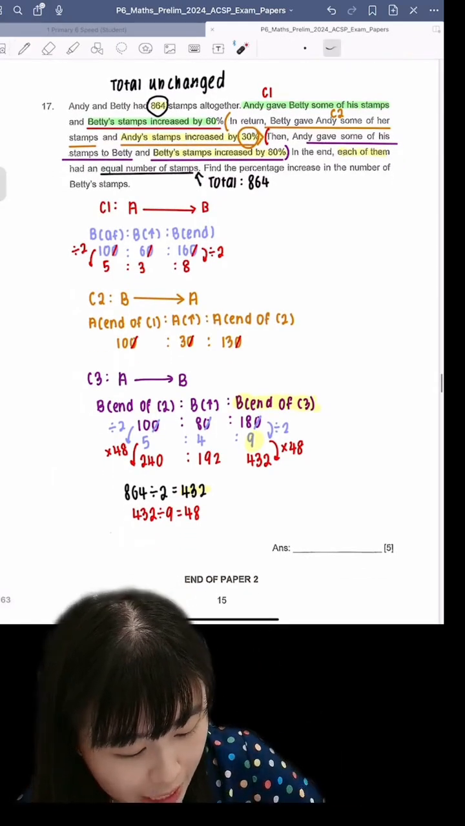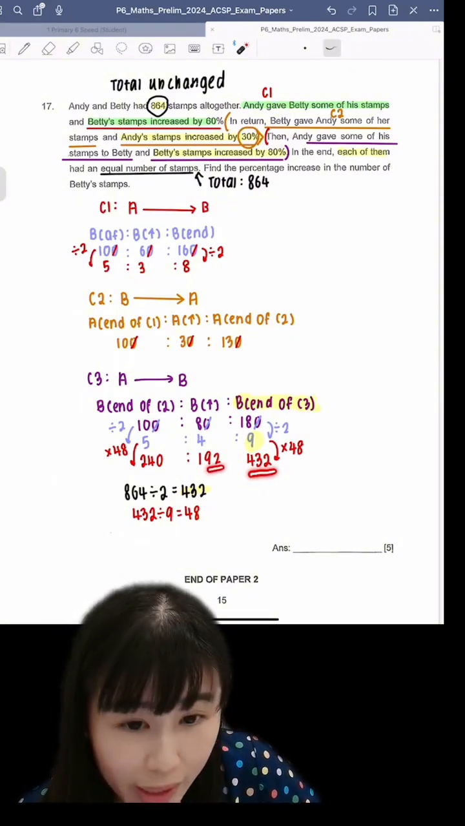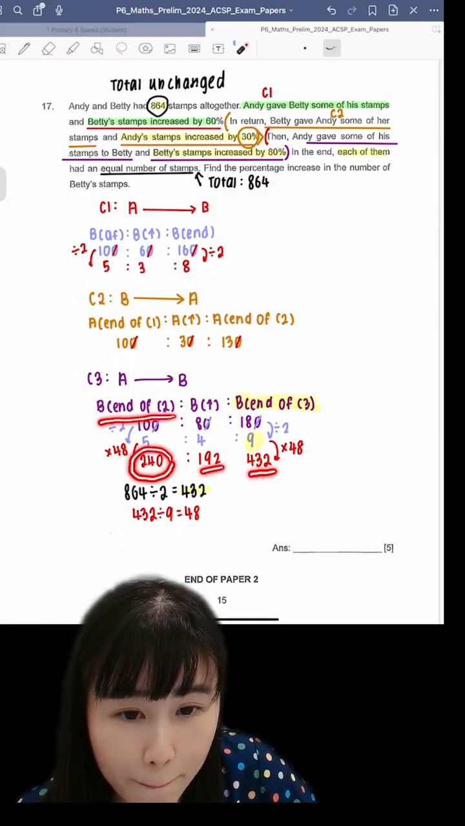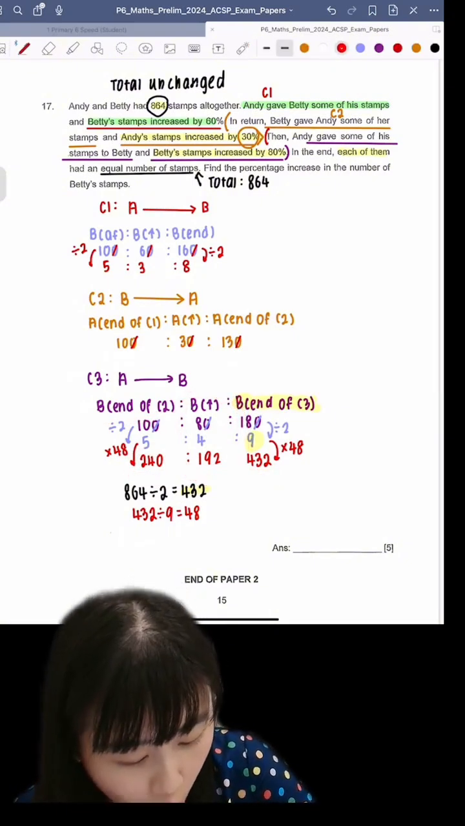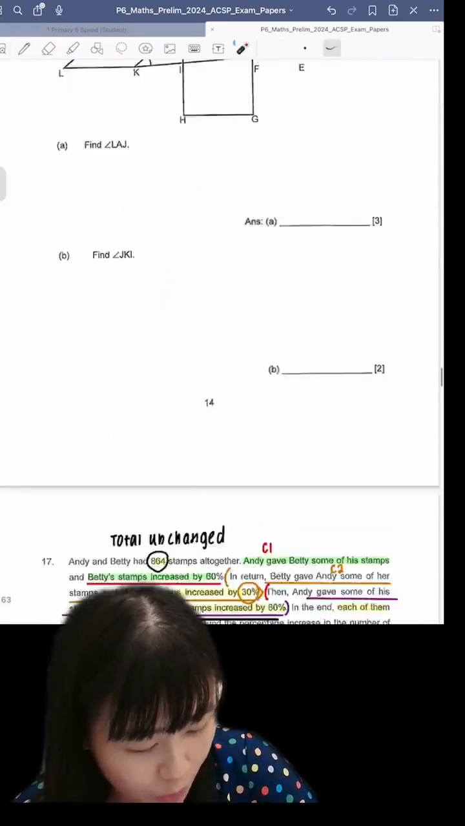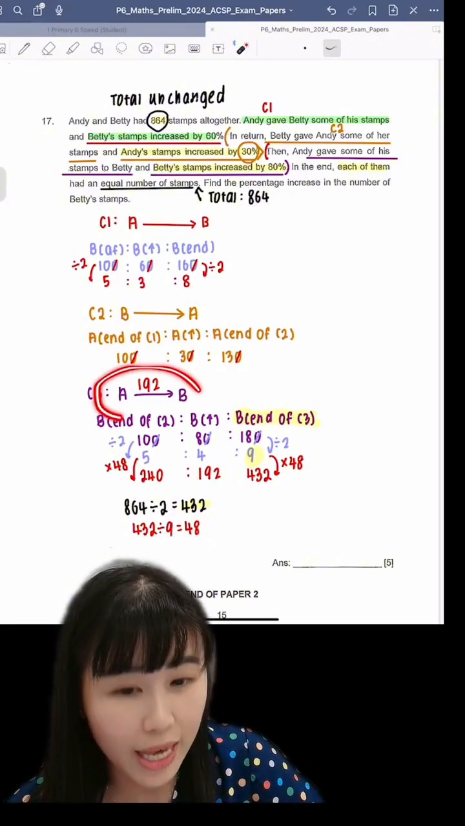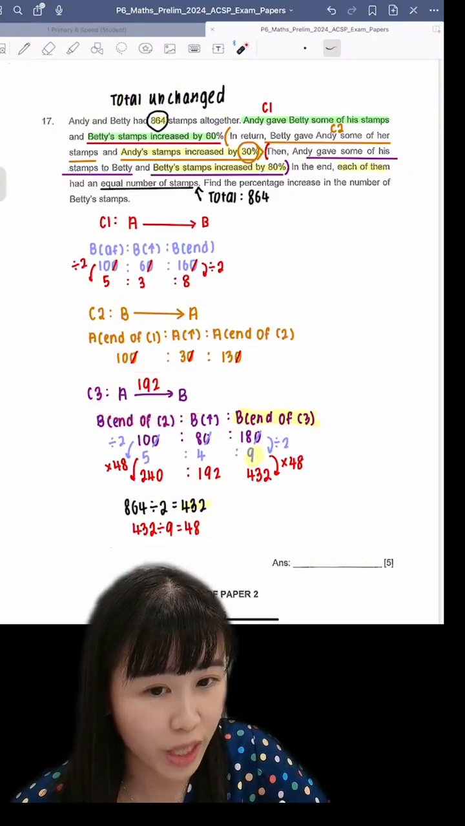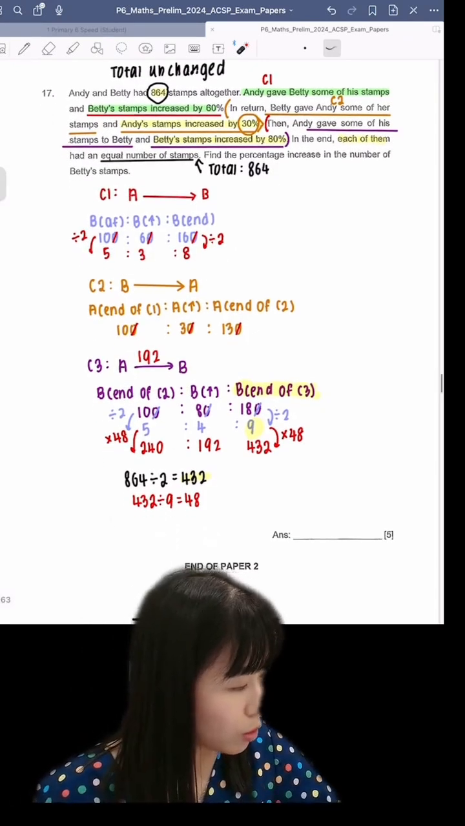Okay, now let's work backwards with the question. Just now, B was left with 432. B increased by 192. It means at the end of change 2, B should be left with 240. In other words, why will B increase by 192? B will increase by 192 precisely because A gave B 192. Makes sense or not? I hope you all can understand so far.